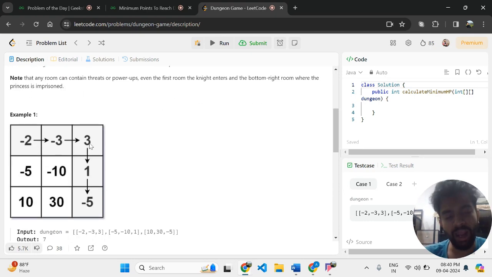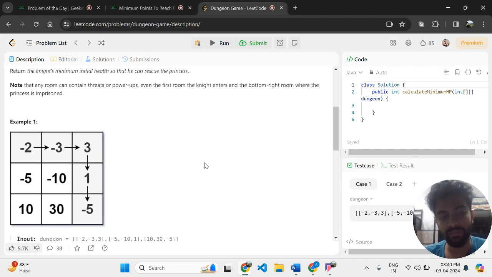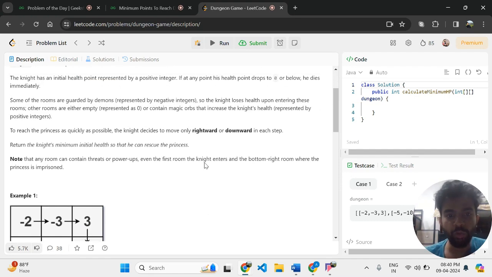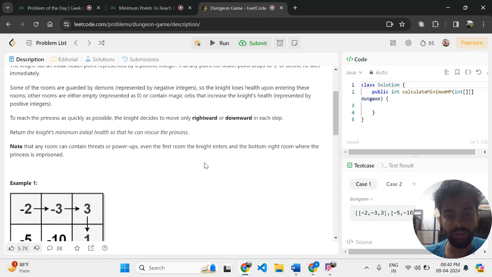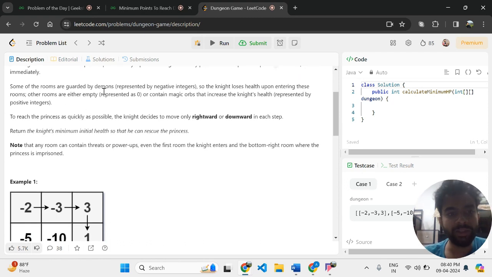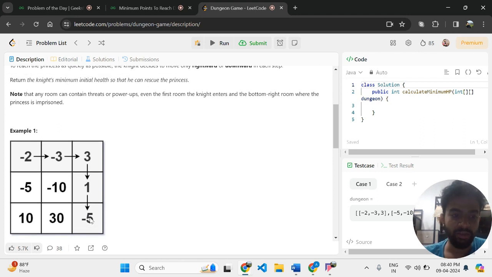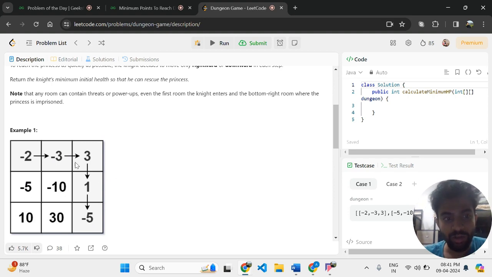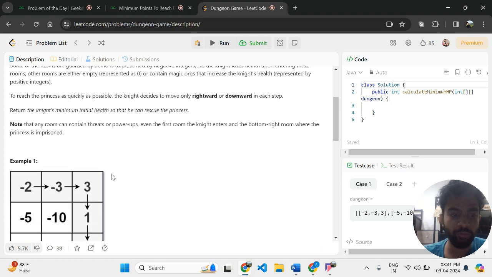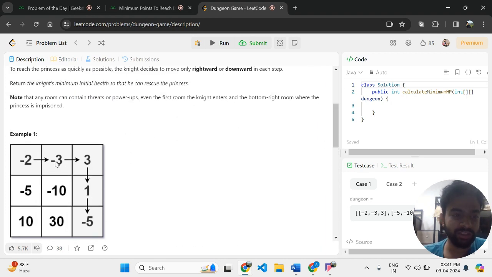So if by mistake the knight chooses such a path where the health becomes zero, the knight will immediately die, right? So there will be no room for error, there will be no room for rectification and no way for the knight to save the princess. Some of the rooms are guarded by demons represented by negative integers. So you can see -2, -3, -5, -10, -5. -5 is also guarded by a demon. Demon is like the bad person. And -10, -5, -3, these are all negative integers in a particular M cross N matrix. So they're all being guarded by demons. So you have to move in such a manner. You can see -3, 3, 1, 5. This is the shortest minimum possible way in which we can save the queen.